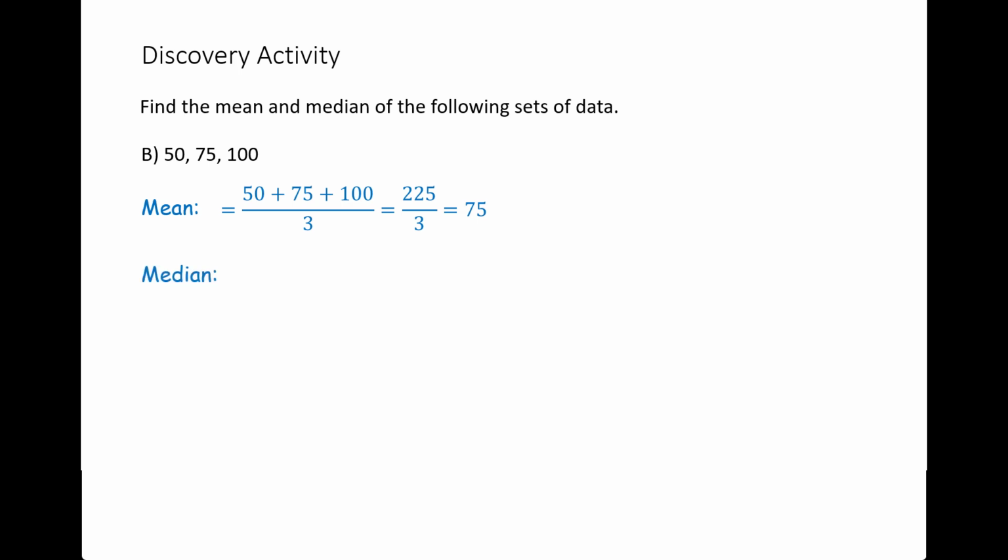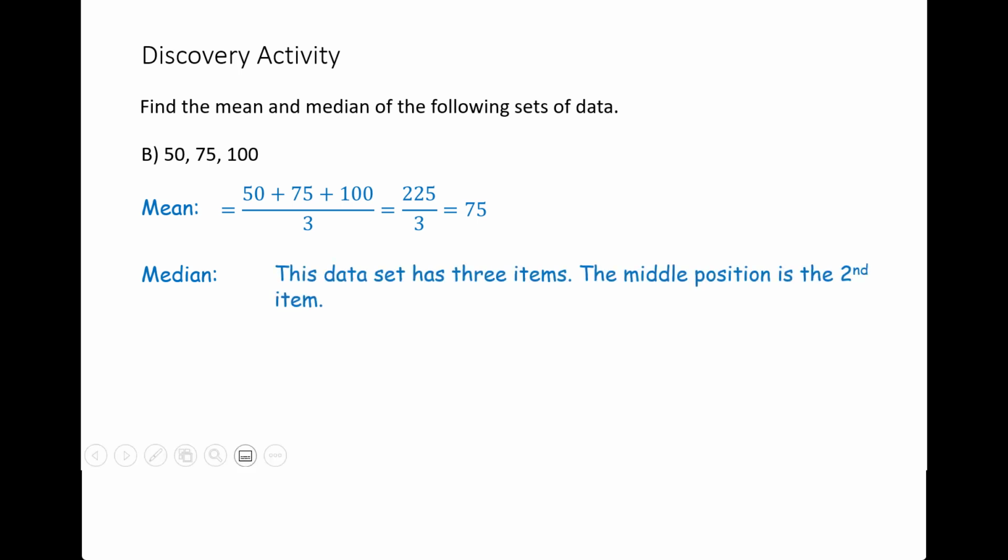Let's find the median. The median is the value that corresponds to the middle position of ranked data. This data set has 3 items. The middle position is the second item, and the value of the second position is 75. Thus, the median is 75.